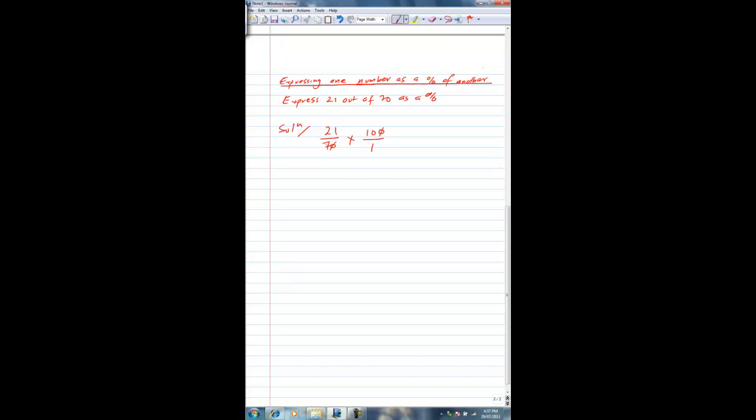Now I see the denominator 7 and 21 can be simplified. 7 can go into itself once, and 7 will go into 21 thrice, or 3 times. Now multiplying the numerators across, 3 times 10 is 30, 1 times 1 is 1. I don't have to write that down, and just leave it as 30%.